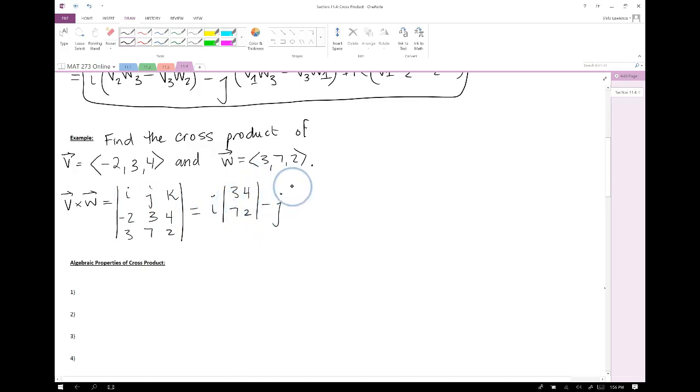And then change sign and do your J. Mark off J's row and J's column, and you're left with -2, 4, 3, 2. Change sign again to move to your K. Mark off K's column and K's row, and you're left with -2, 3, 3, 7. And now we just have to do the diagonal products and subtraction here.